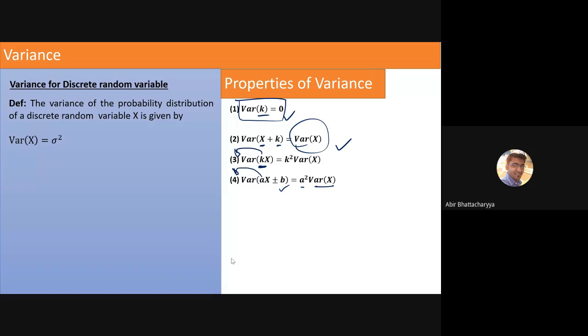What is the variance? The variance of a probability distribution function is denoted as variance of x equals sigma squared. Now what is sigma? Sigma is called the standard deviation. Variance is actually related to the deviation, how much the scenario is deviating.